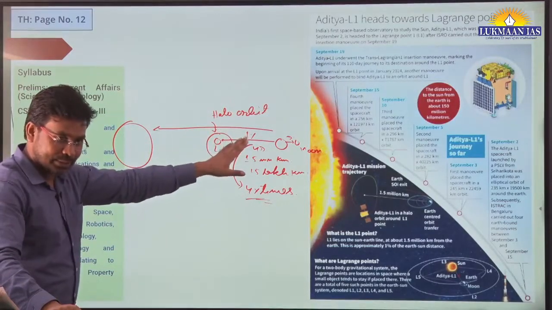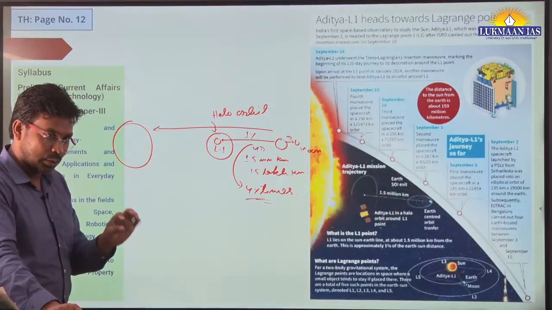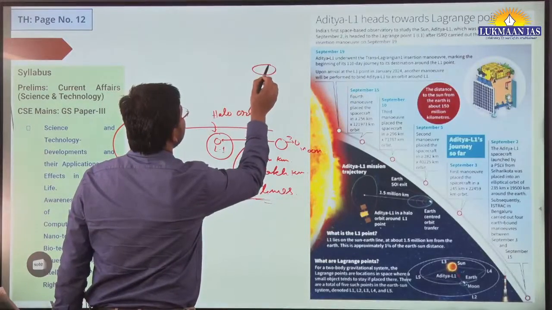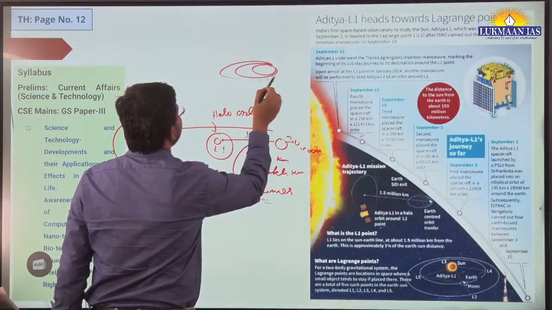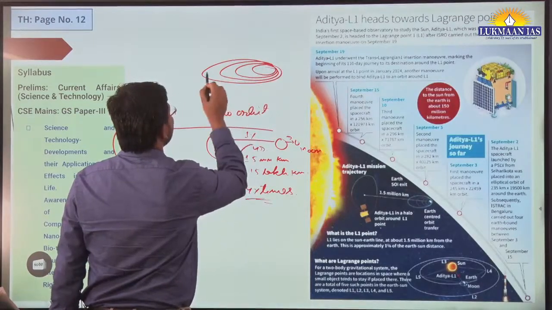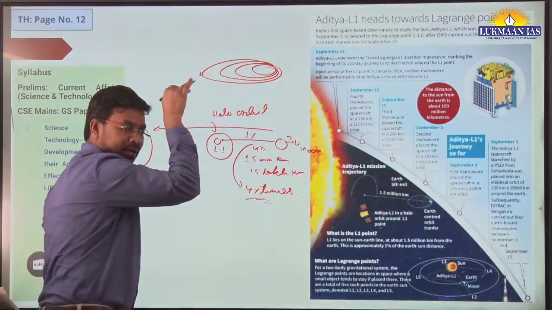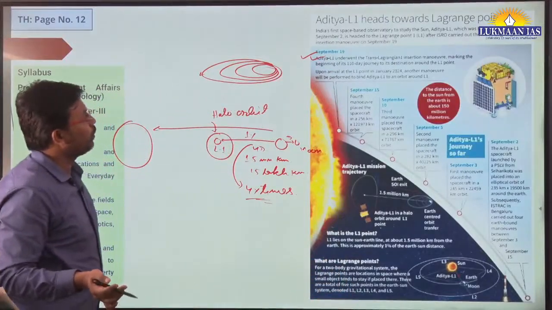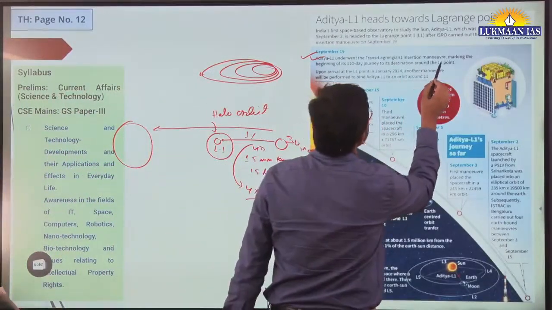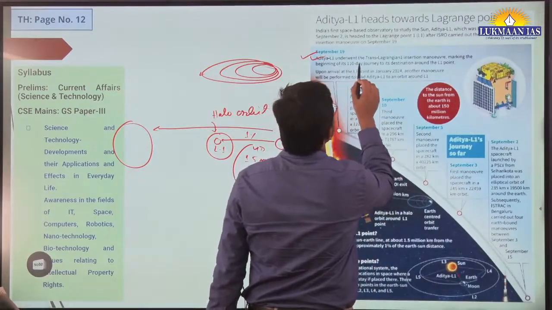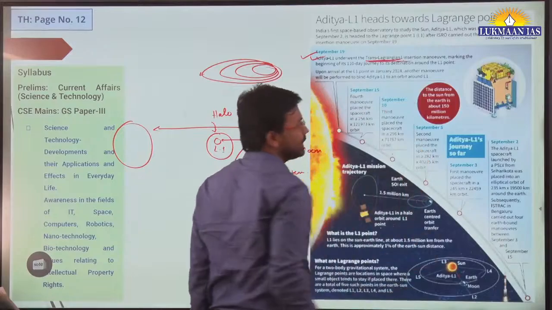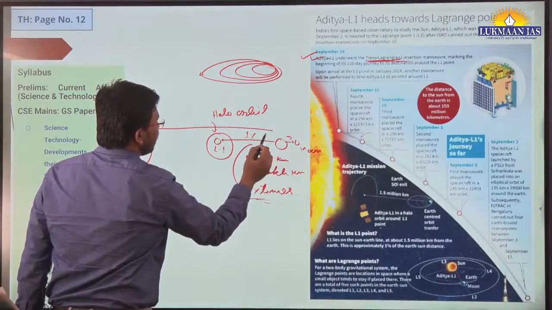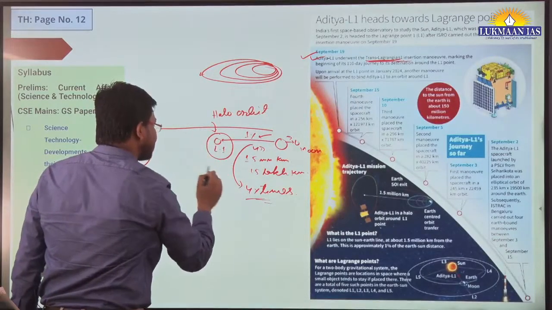So we launched this mission, and after that we did some maneuvers to raise its orbit, to make this orbit more elliptical. Earlier this was the orbit, then we made this orbit like this, then like this. So we are making this orbit elliptical, and on 19th September, yesterday, they did one more thing, which is known as the trans-Lagrangian insertion. Let's say these are the orbits. We have inserted the spacecraft in the trans-Lagrangian orbit.